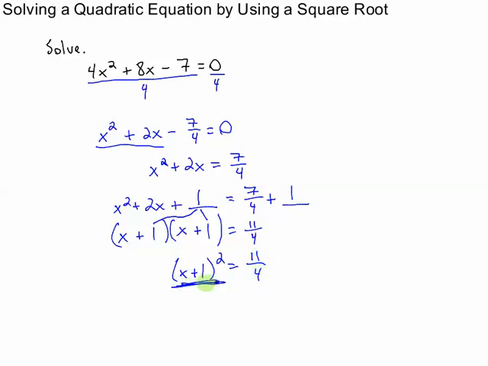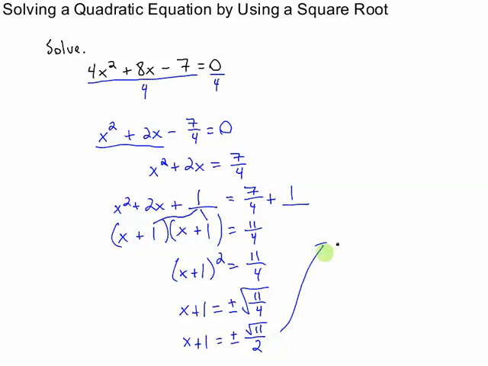And notice now I've got what I need over here. Now I can take my square root after I've completed the square. So the square root of (x plus 1) quantity squared is just x plus 1. And then I have to take the positive and negative square root of 11/4. I'm going to simplify my square root. It's the square root of 11 over the square root of 4, but that's just 2.